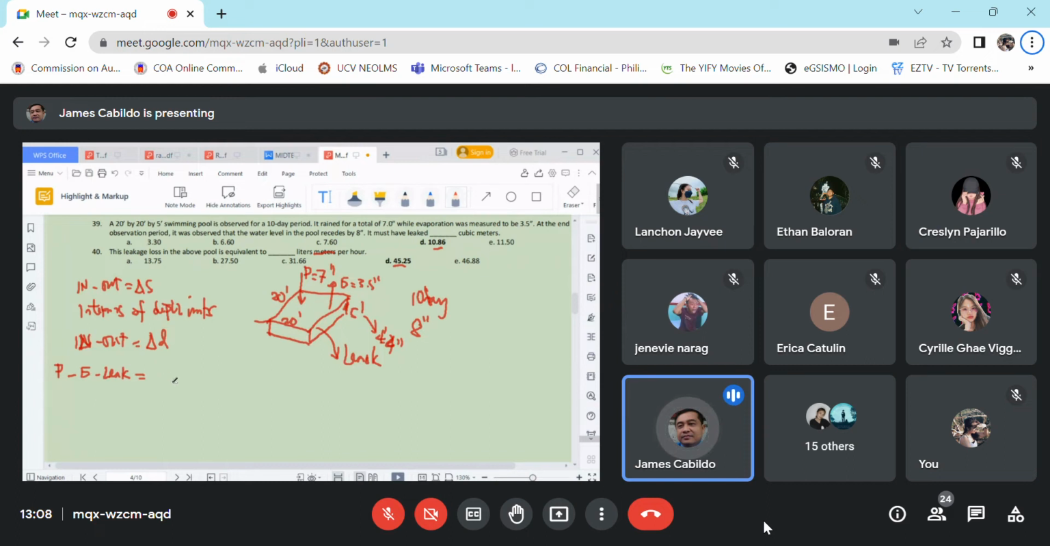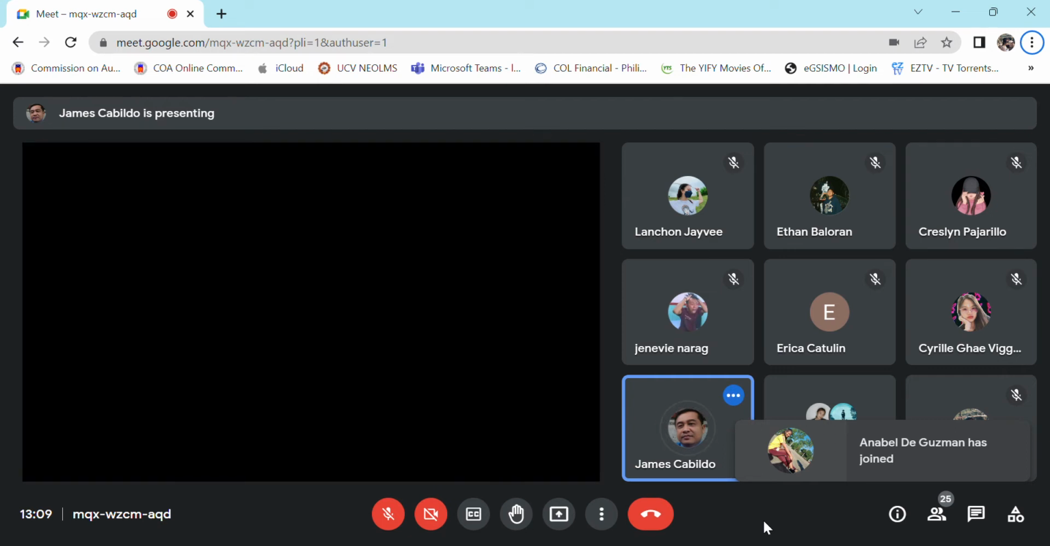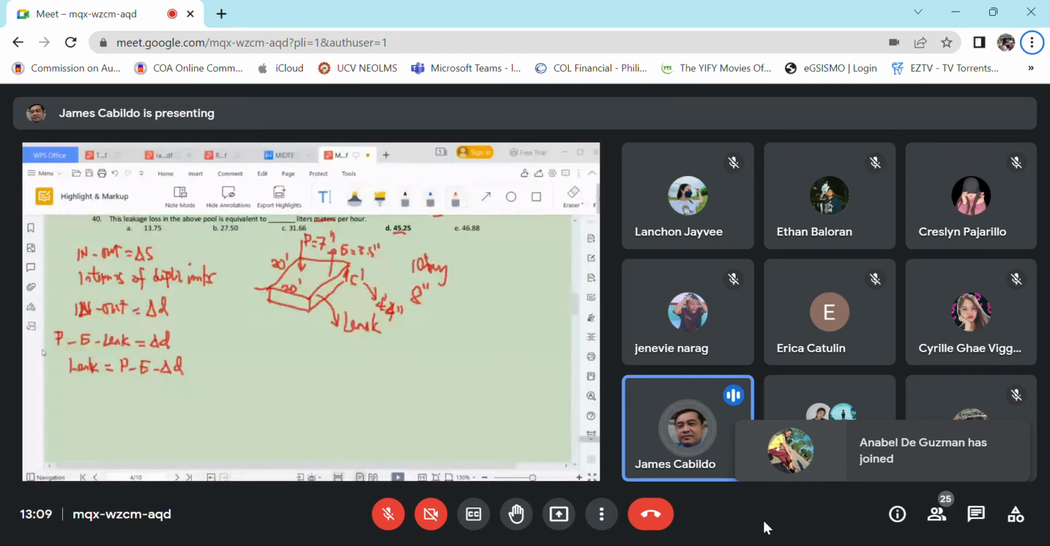Ano ba yung change in depth natin? Okay, isulat muna natin. Change in depth. Right. So, let's solve for the leak in here. So, solving for the leak is equal now to, okay, halimbawa, transpose natin. So, we have now precipitation minus evaporation, okay, minus change in depth. Okay? Can you still follow?